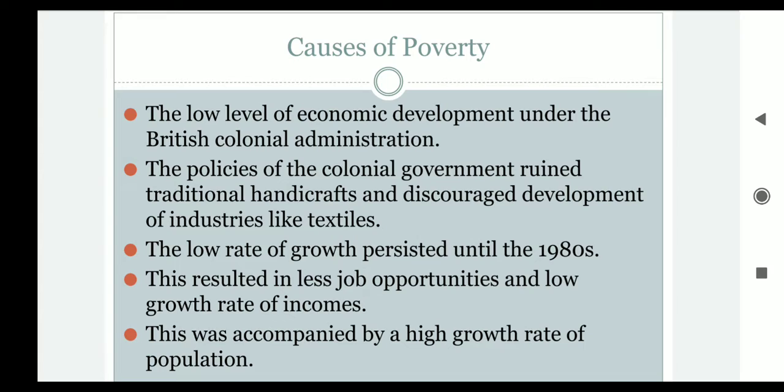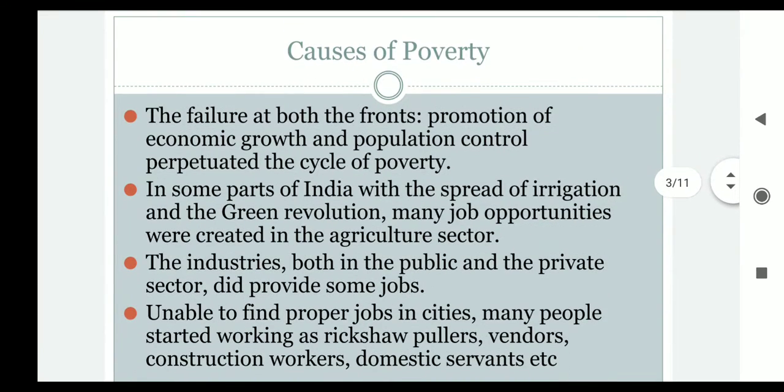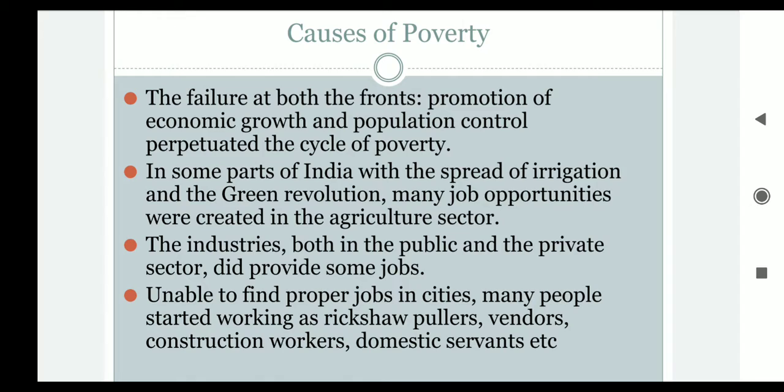The low rate of growth persisted until the 1980s, and this low rate of growth until the 1980s has resulted in fewer job opportunities and a low growth rate of incomes. And all this was accompanied by a high growth rate of population. Failure at both fronts, promotion of economic growth and population control, perpetuated the cycle of poverty.